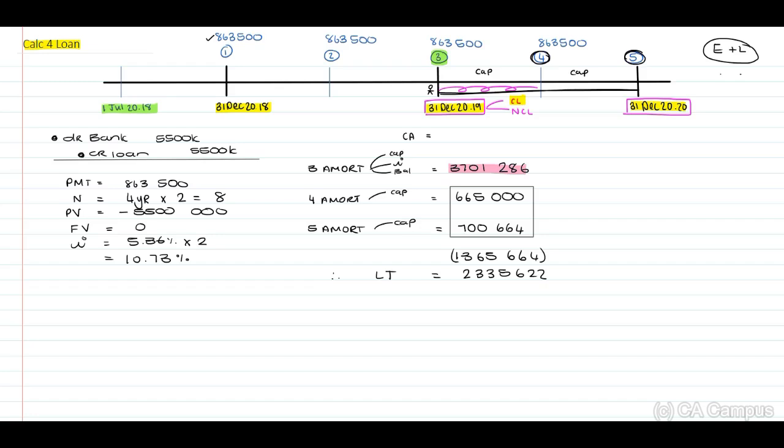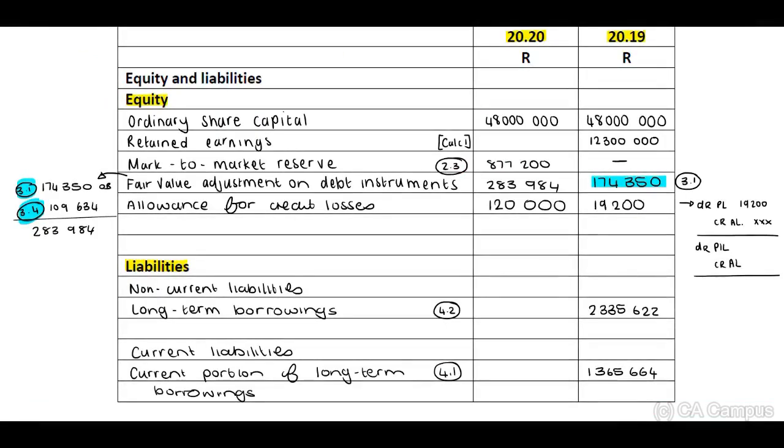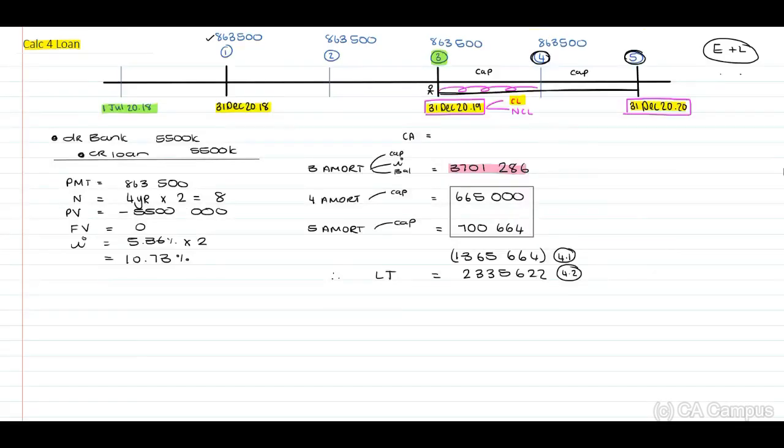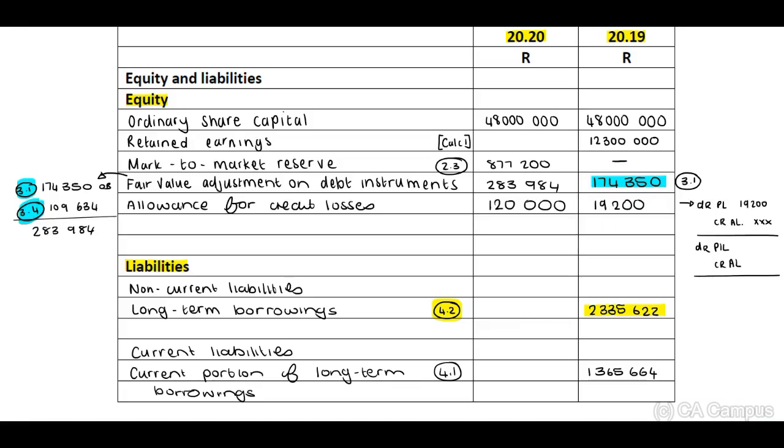Okay, so let's immediately transfer this to part A. I'm going to call this calculation 4.1, and calculation 4.2. Right, when you look at our liabilities section, I have included my long-term borrowings, calculation 4.2, the 2,335,622. Guys, if you look at our calculation here, the 2,335,622. And our short-term portion, which is the 1,365,664. And this is our current portion, calculation 4.1.